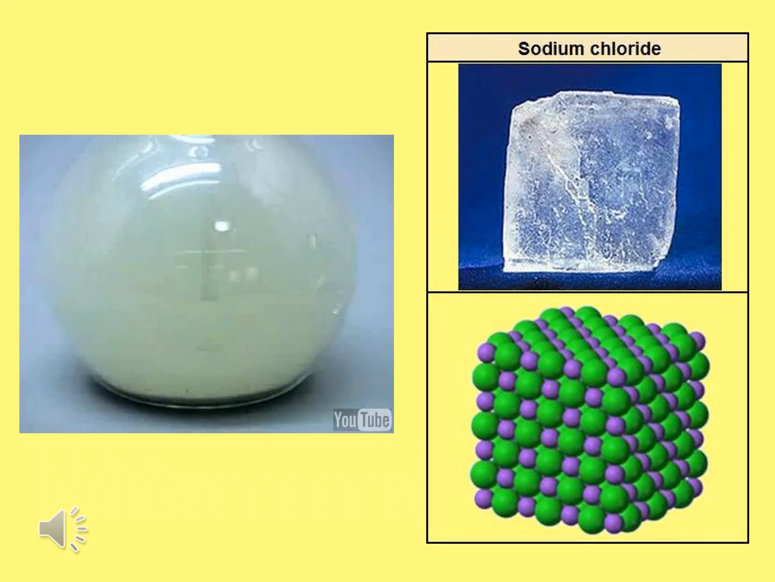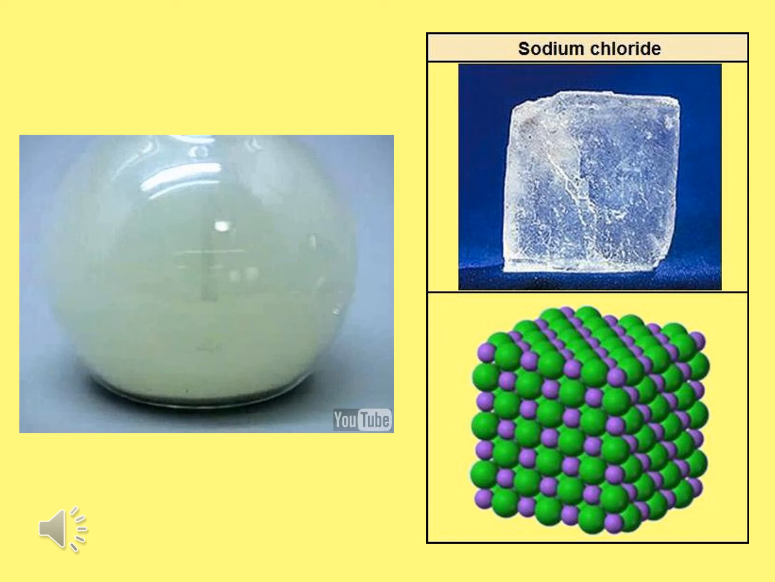Now, what is that white stuff in the flask after that reaction? Well, the white stuff is sodium chloride. That's the product of the reaction. And I think there's also a little lump of it down at the bottom of the flask there, if you look closely. How could those two dramatically dangerous substances make sodium chloride?